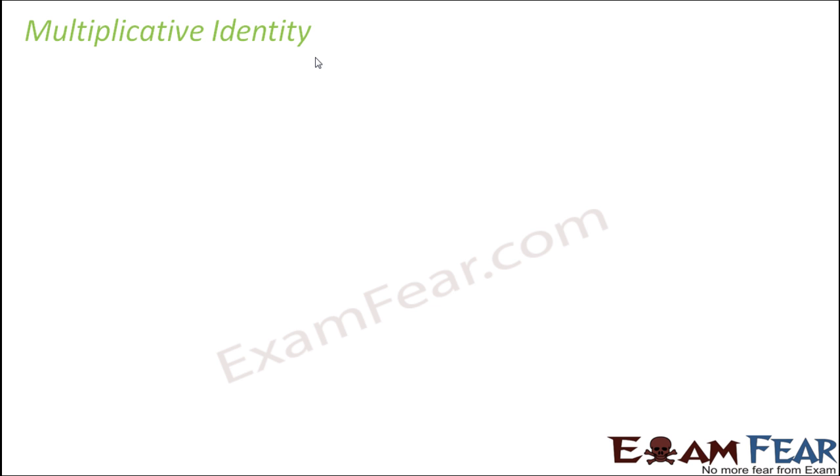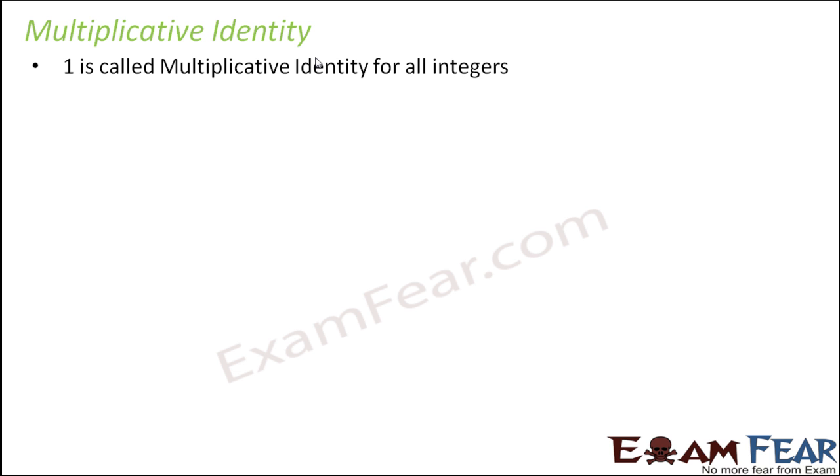So now we talk about multiplicative identity. Now we have learned about additive identity. So additive identity is a number which when added to an integer gives the same integer. Multiplicative identity is that number which when multiplied to an integer retains its identity. So 1 is called the multiplicative identity for all integers. I hope you would have guessed by now why. Because if you multiply any integer with 1, the result will always be the same integer.